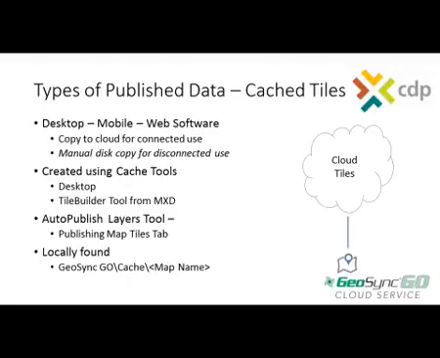Cache tiles are created using the cache tools that are in the desktop or the standalone tile builder. And the tool that you have to use is the AutoPublish Layers tool in GeoSync GO Desktop. It has an option in there called Publishing Map Tiles, and if you go to that tab in that dialog, you'll be able to update your cache tiles. Tiles are always found under the GeoSync GO cache map name folders on your local machine.